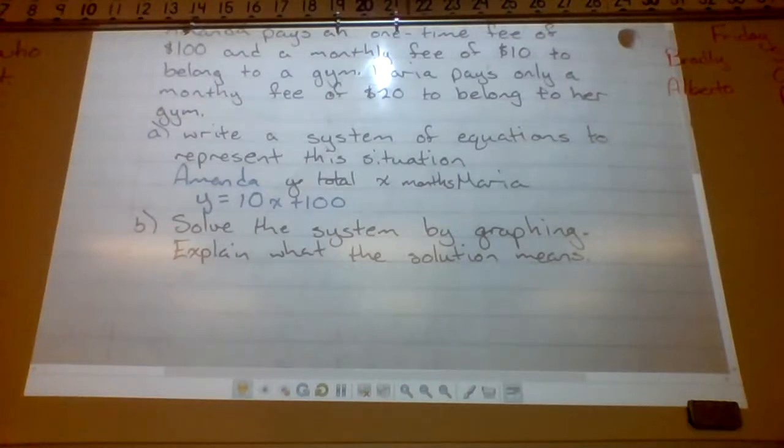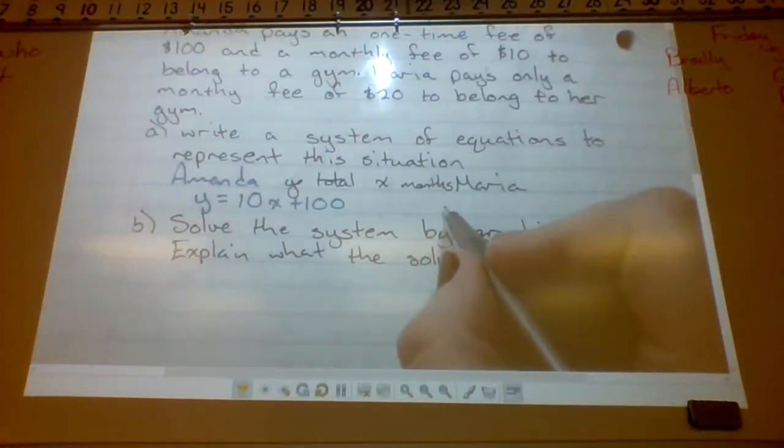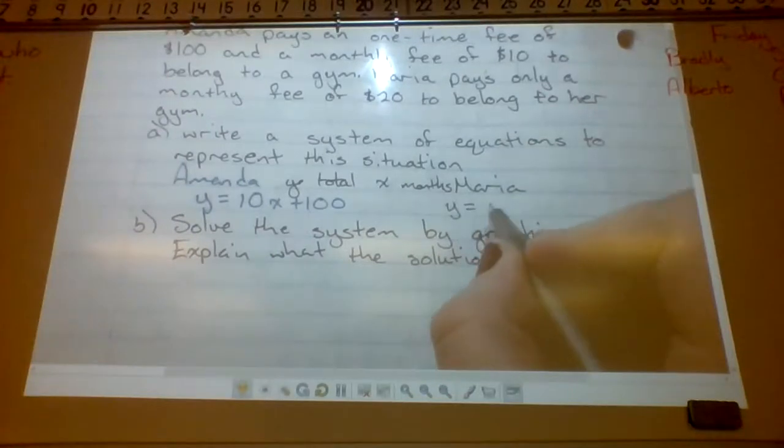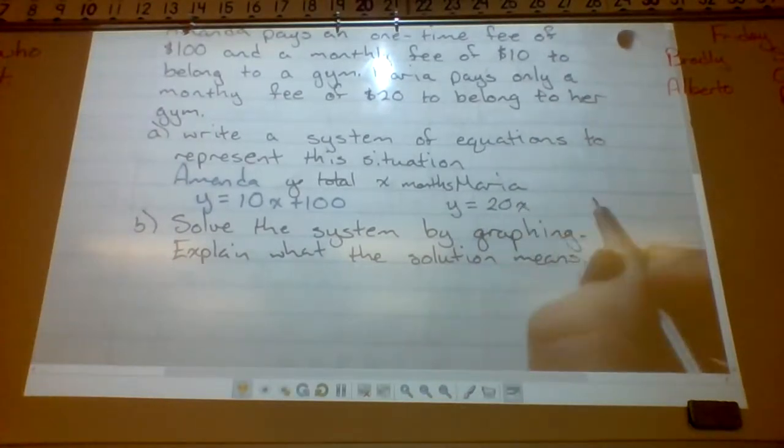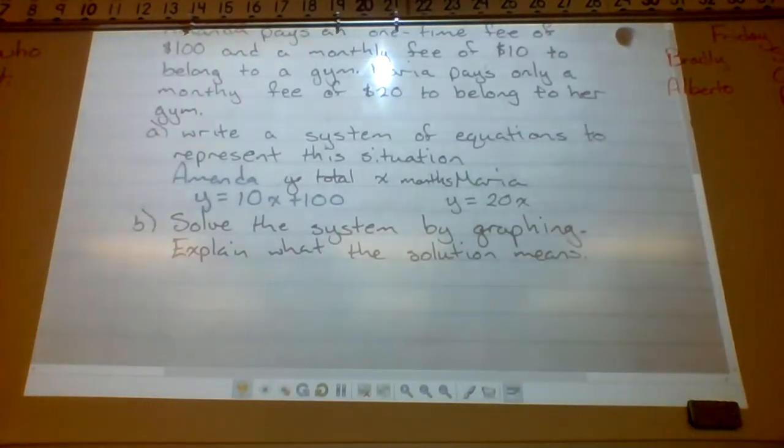It's a system because we need 2. Now we got to look at Maria. What does Maria do? $20 a month. She pays $28 a month. So what do we start with? Why? 20x plus what? Why 0? She doesn't have to pay any extra. She just pays flat out $20 a month. There's your system.